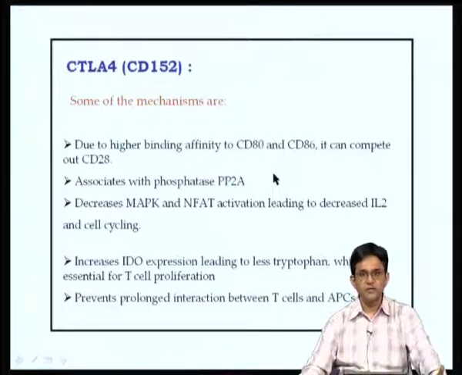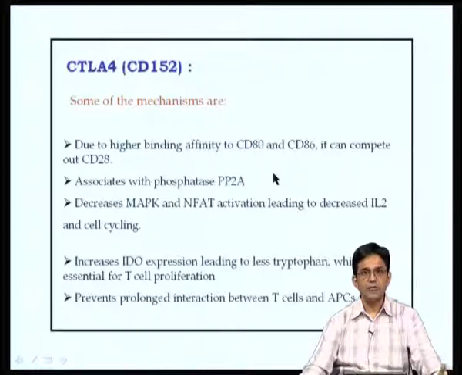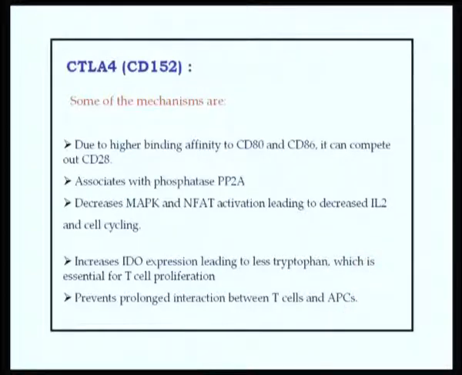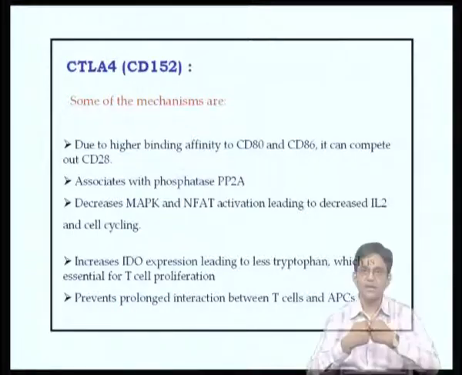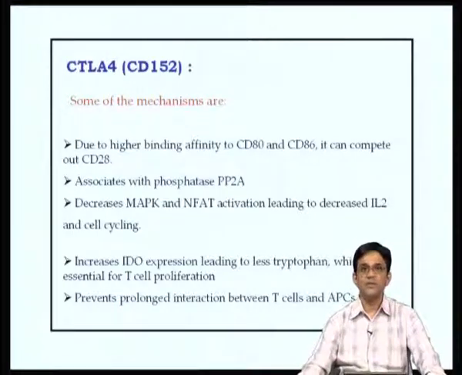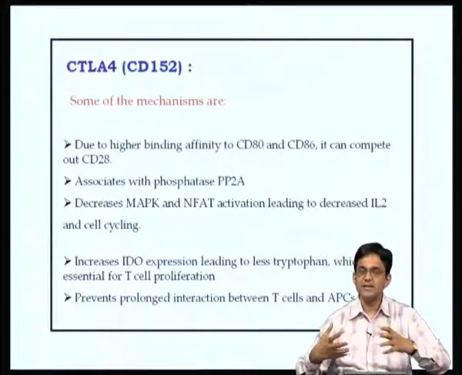It associates with a phosphatase, as a result of which it down modulates T cell activation. It decreases MAP kinase and NFAT activation, resulting in decreased IL-2 and T cell cycling. It increases IDO expression. What IDO does is that you have less tryptophan, which is essential for T cell proliferation. Also, it prevents prolonged interaction between T cells and APC. So that prolonged interaction of the SMACs that we discussed is reduced with CTLA4. So, perhaps there is less interaction, and so less T cell activation.